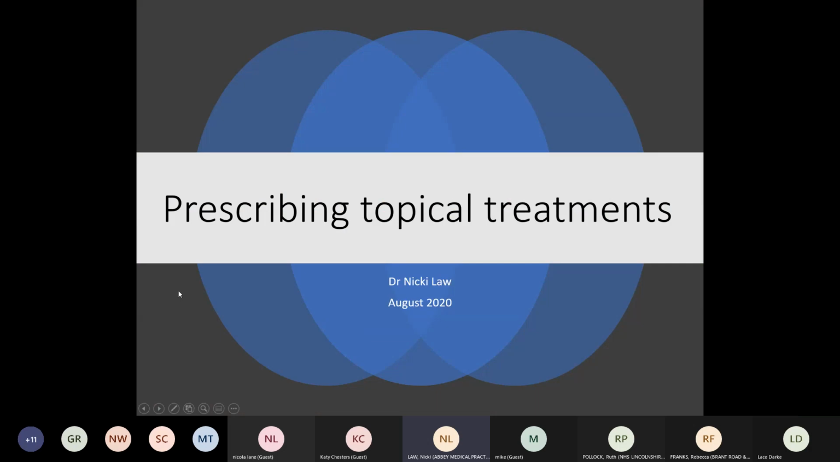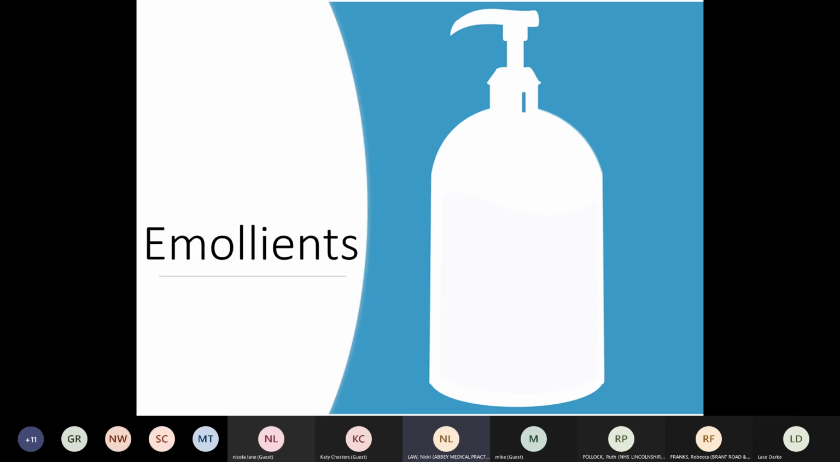Okay, so this is a little section now about prescribing topical treatments. We've talked about various things, emollients, steroids, and things, but this is a little bit more about how we actually choose the ones that we want to prescribe. So we'll start with talking about emollients, and emollients are basically moisturizers, and there are lots of different ones. If you have a look in the books, you'll see that there's loads of different emollients that you can prescribe, and how do we choose what's the right one?